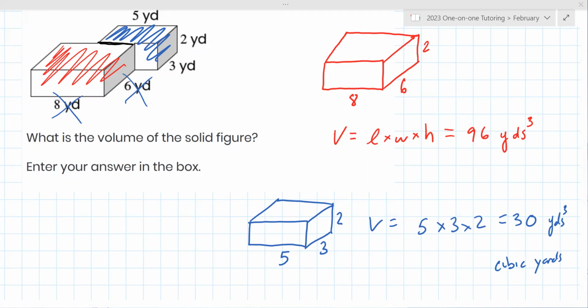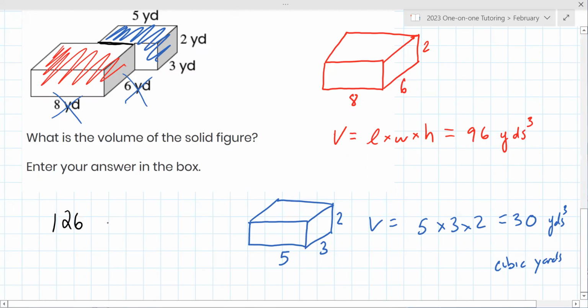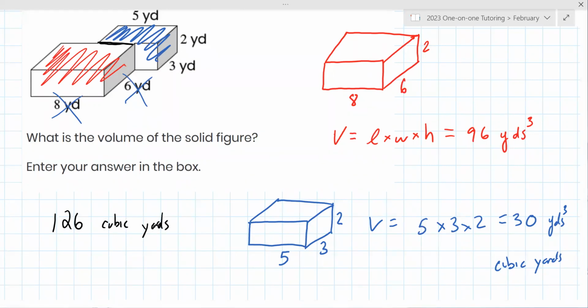Is it 126? Yes. 126. What are the units? Cubic yards? Cubic yards. Perfect. Yep. Okay, let's look at another one here.